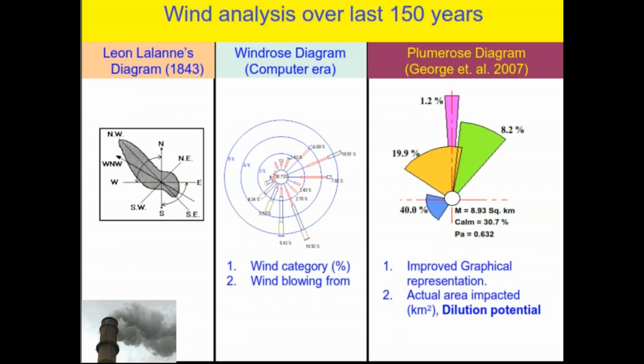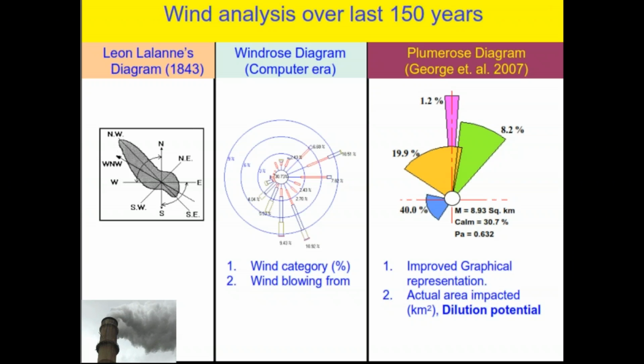So here you can see the analysis over the last 150 years. These are the developments under wind analysis. In 1843, you can see this is the diagram, having north and south, and it was divided four by four, that is actually 8 directions, by Lionel. And after that, in the computer era, now we have the wind rose diagram.